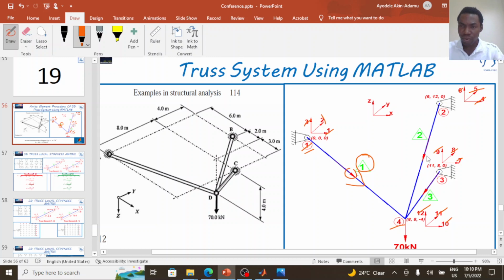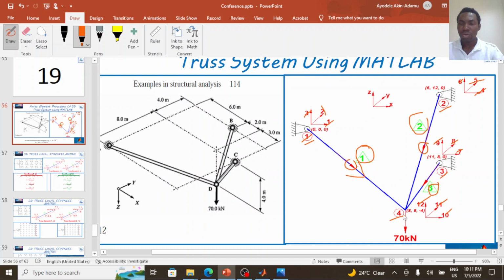For element 2, the arrow is pointing from node 2 to node 4. This means node 2 is my start node, while node 4 is my end node for element 2. While for element 3, I chose the arrowhead to point from node 3 to node 4. So this means node 3 is my start node, while node 4 is my end node. So we need to indicate the direction of our arrow, and direction can be in any order. It depends on how you define it.